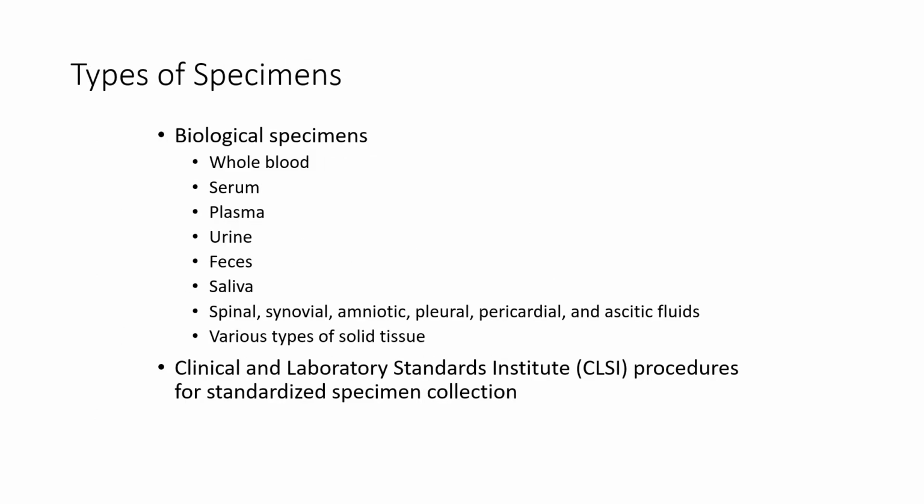Types of specimens. Biological specimens include whole blood, serum, plasma, urine, feces, saliva, various fluids, and various types of solid tissue. The Clinical and Laboratory Standards Institute, CLSI, has procedures for standardized specimen collection, and those are followed. We're not going to go through all of those procedures for specimen collection in this course, and those are more for a phlebotomist or a nurse that's going to be collecting the specimens from the patients. If you are an MLS or a clinical chemist, you're rarely going to do the specimen collection yourself.